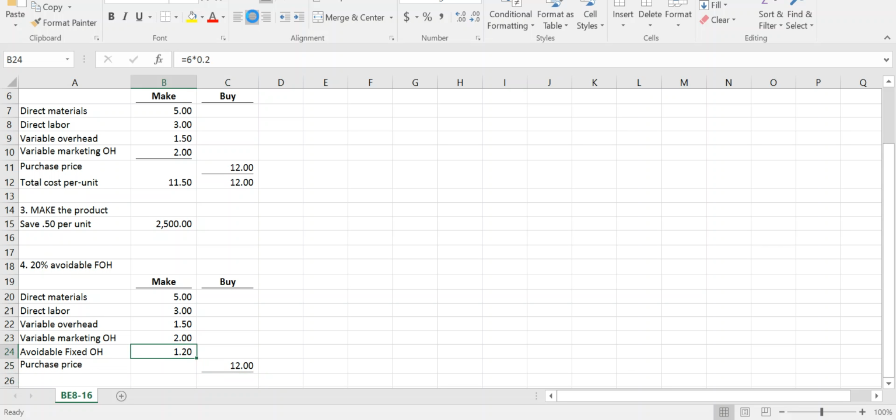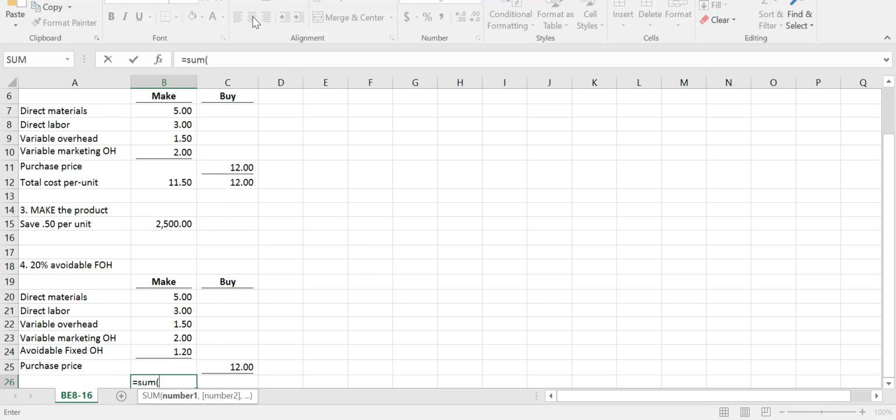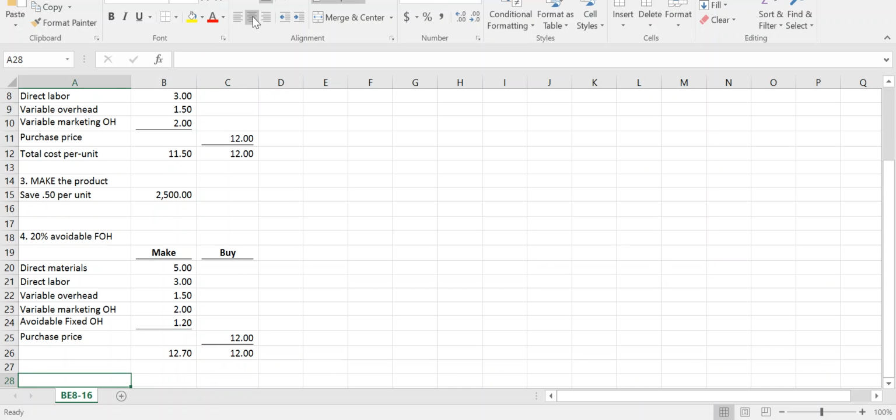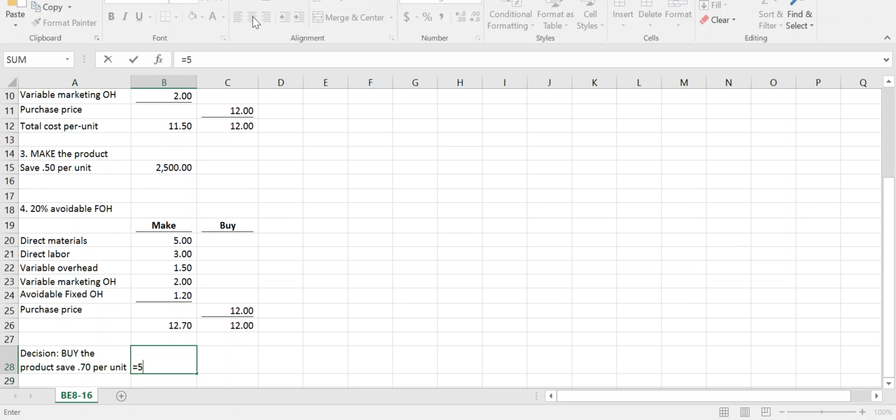So now when we look at our options, in order to make the product, it will cost us $12.70. To buy it would cost us $12. So our decision in this case should be to buy the product. It would save our company 70 cents per unit. And again, 5,000 units at 70 cents per unit, it would save us $3,500 by buying the product if 20% of our fixed overhead is in fact avoidable if we buy it versus if we make it.